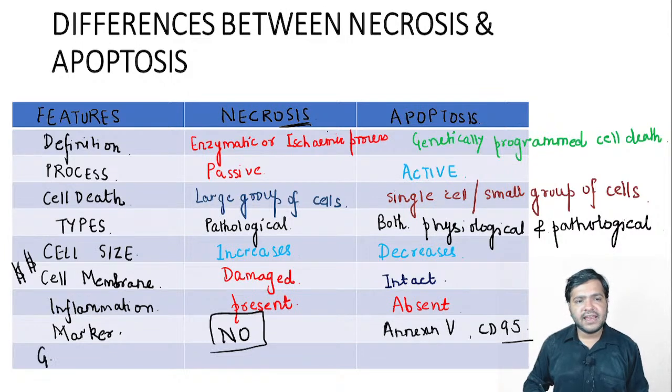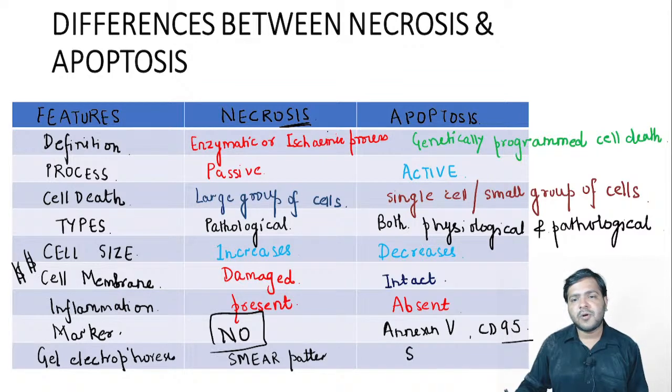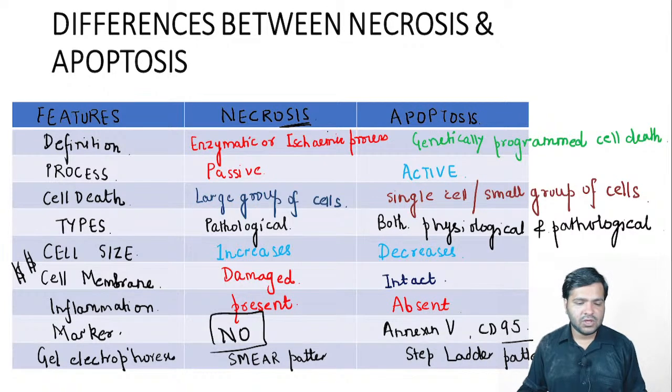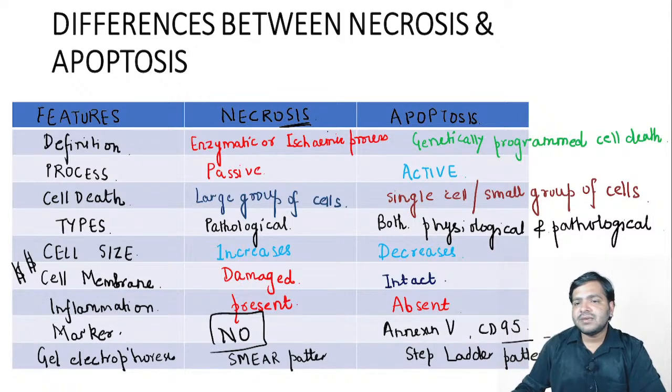On gel electrophoresis, which I will discuss in a couple of minutes, in necrosis you will see a smear pattern, and in apoptosis you will see a step ladder pattern. The gel electrophoresis point I will be discussing in another few minutes.